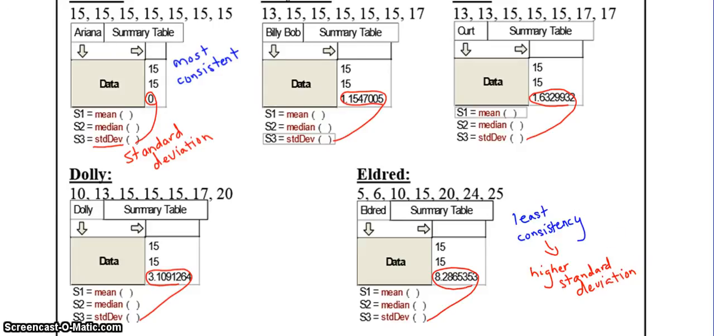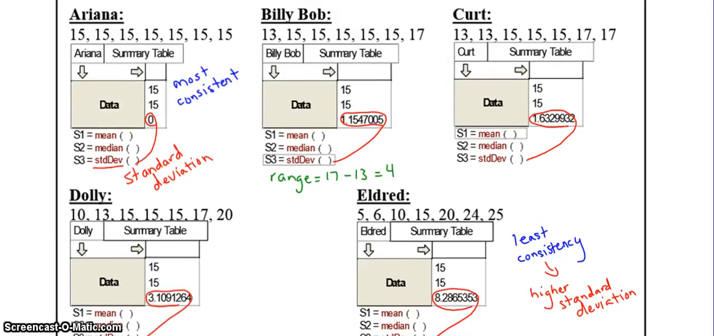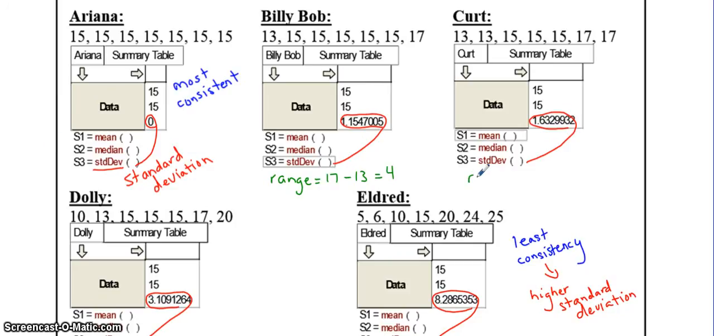Now the only measure of spread you have learned thus far has been the range. The range takes the maximum number, which in this case is 17, and subtracts the minimum number, which is 13. So his range is 4. Kurt's range is also 4.